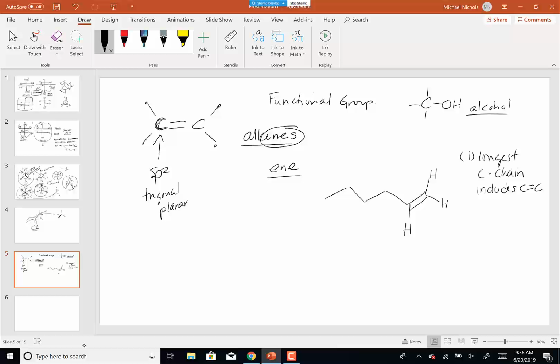So in this case, what's the longest chain? 1, 2, 3, 4, 5, 6. So this is now going to be a hexene. If it was hexane, there would be no double bond, and now it's a hexene that tells us, hey, you've got a double bond. So the parent name becomes the longest chain plus ene.